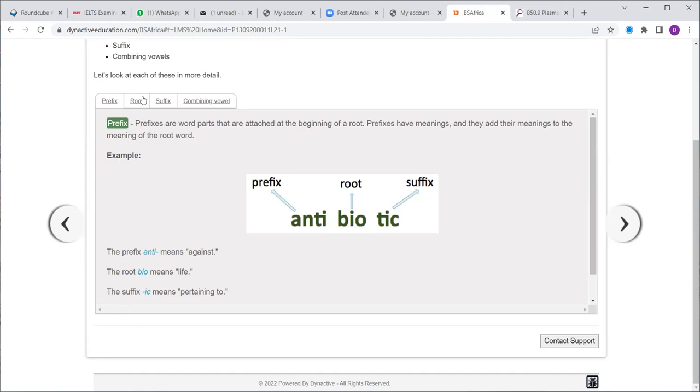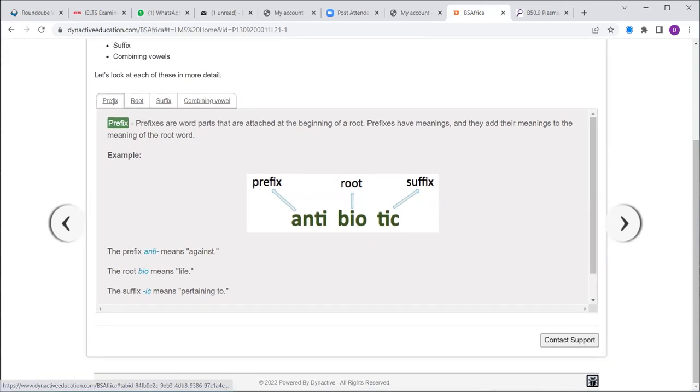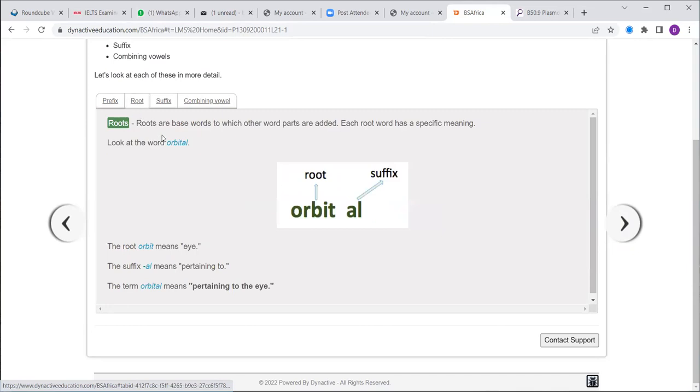Okay. So we tell you what a root word and a prefix mean. Another medical term, orbital. Orbit, the root word, al, suffix. So the root orbit means eye. So in every medical term, when you see orbit, it means something to do with the eye, no matter how complex the word is. The suffix al means pertaining to. So orbital means pertaining to the eye.